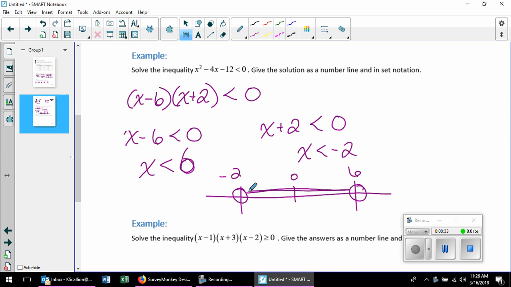Set notation. All right, let's do set notation. Lower limit, -2. Upper limit, +6. X goes in between. Fancy brackets, where X is an element of the real numbers. Hard. Super hard.